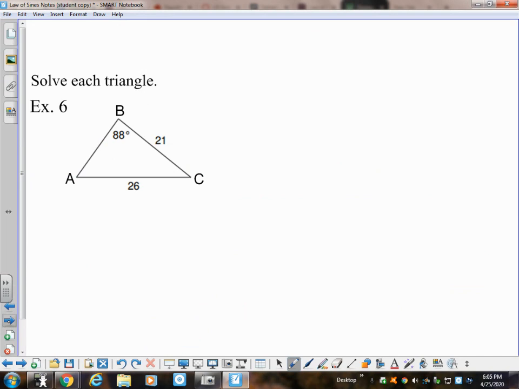Okay, so now I have one example left, and then you'll do 4 practice problems, and then you'll have a Math Bits, a Delta Math, a quizzes, and a quiz. Okay, so this week's a little bit shorter.